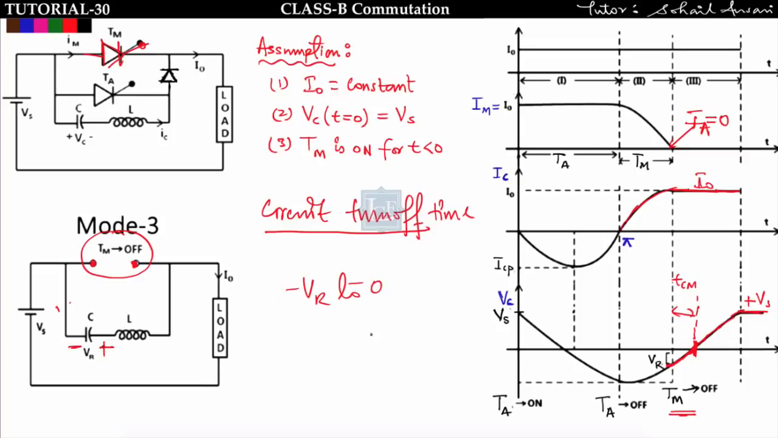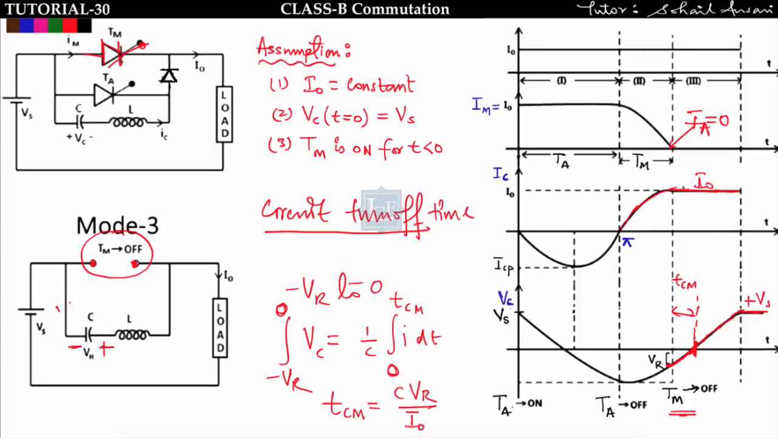So how will I find TCM? We know that VC is equal to 1 upon C integration of I dt. Okay. Now integrate both sides. When this capacitor voltage goes from minus VR to zero, the time goes from 0 to TCM. So circuit turn off time will come out to be C VR upon I naught. Okay. This IT is nothing but I naught. See here, this IT is equal to I naught. So TCM will come out to be C VR upon I naught, where VR we have already found. VR is equal to the voltage drop across the capacitor at the end of mode 2.